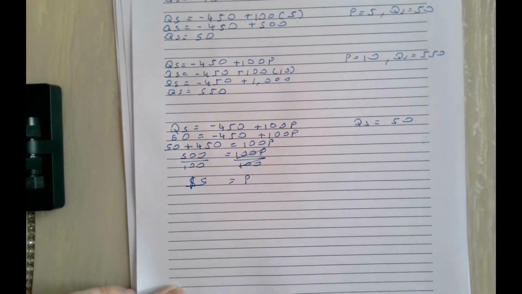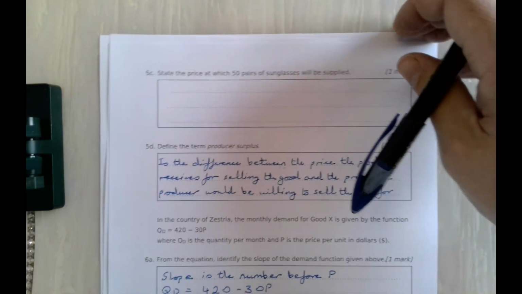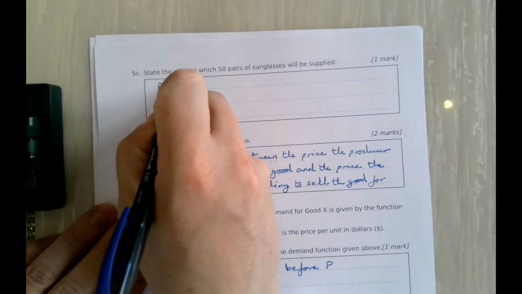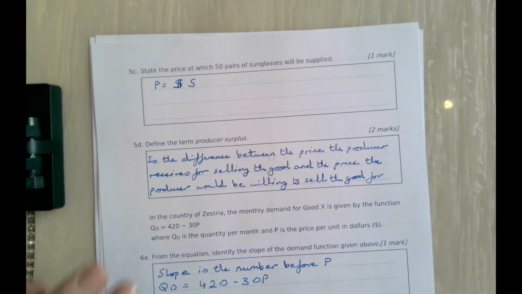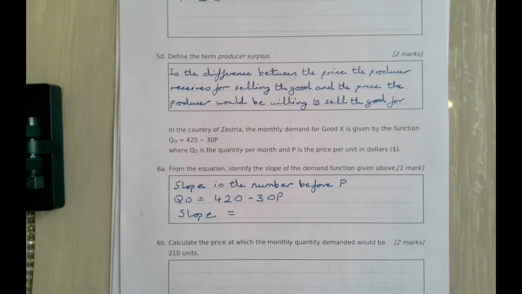Okay, so the answer to this question up the top here is that at a price p equals $5. Simple as. You're just solving for p when you know what the quantity is. Define the term producer surplus. Producer surplus is the difference between the price the producer receives for selling the good and the price the producer would be willing to sell the good for. And that's the benefit to the producer of operating in the market.